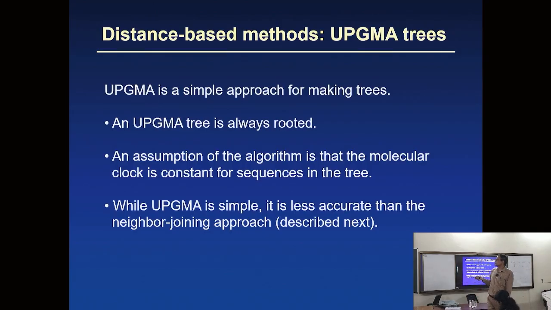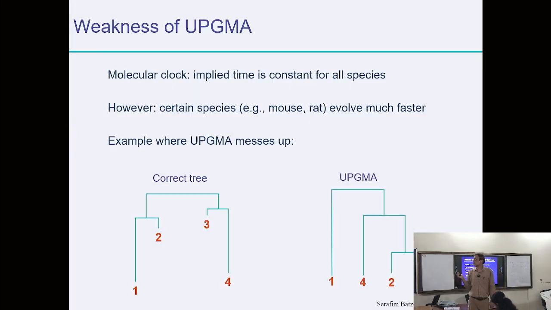It assumes that the molecular clock is constant. So, proteins from an ancestral node evolve with a constant rate of evolution. Proteins are evolving with the same rate from ancestral nodes. So, while this is simple, it is less accurate, for the reason that I will tell you next.